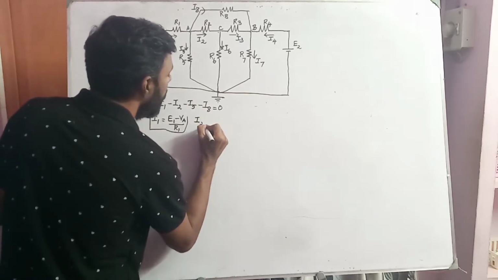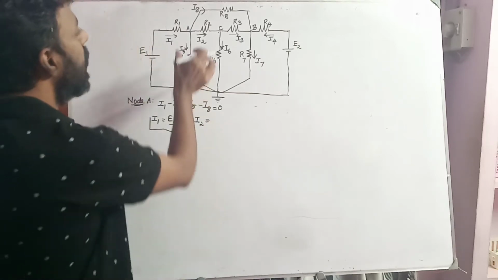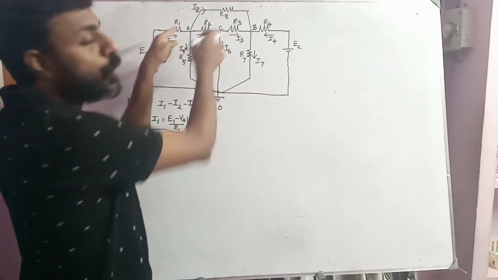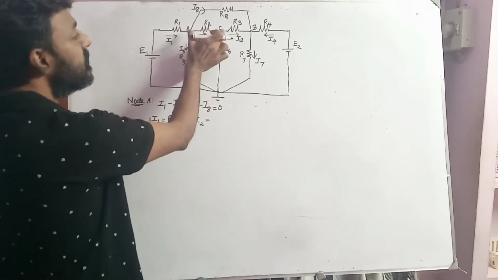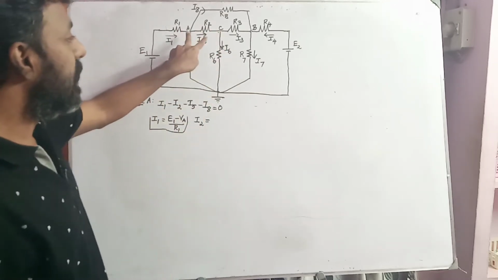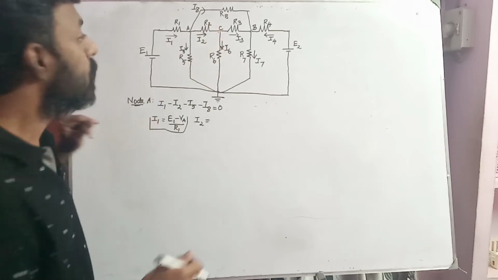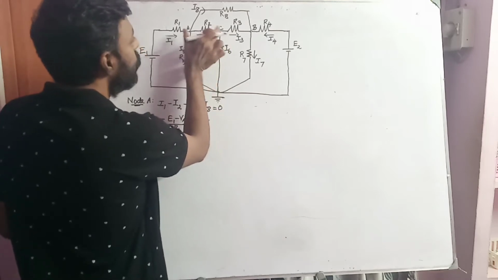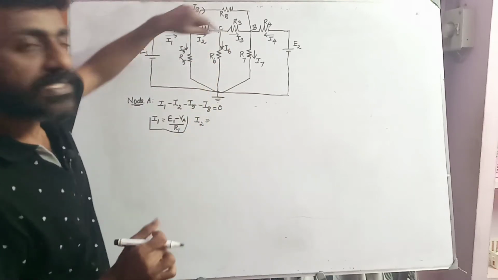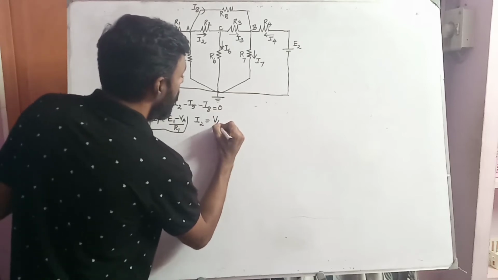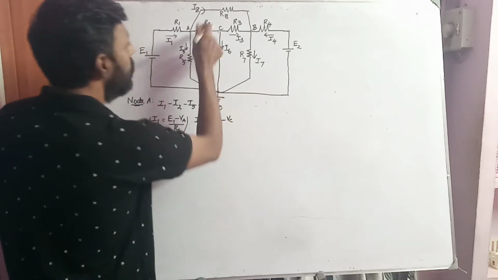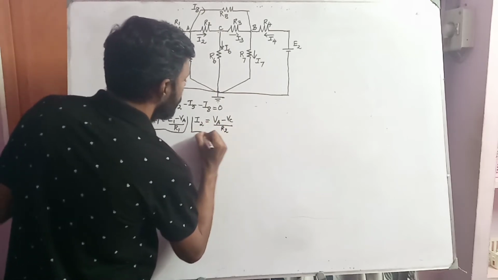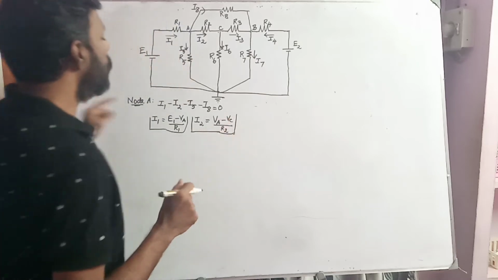I2 can be determined as follows. You have this I2 current flowing through the resistor R2, which is connected between two nodes A and C. Since there are two nodes A and C, two different voltages will be developed. In order to find I2, the value of I2 will be the difference in potential between the two nodes A and C. So that will be VA minus VC, divided by the resistor value R2. This is I2. So we found the value of I2 here.